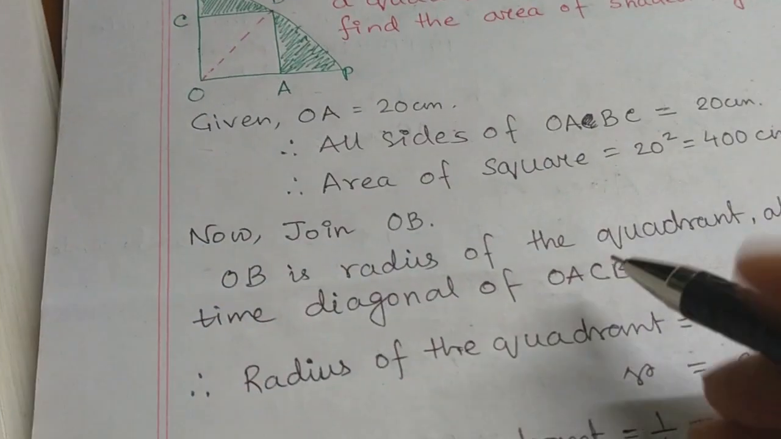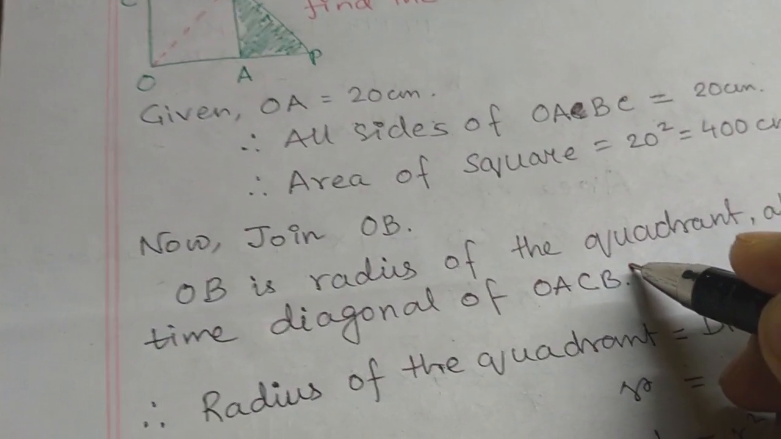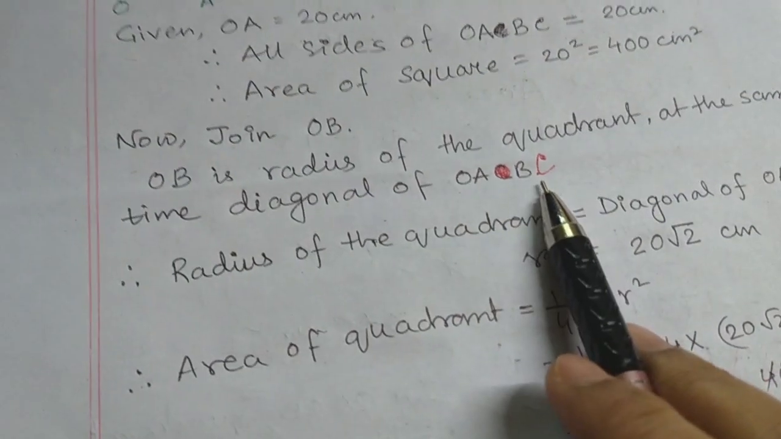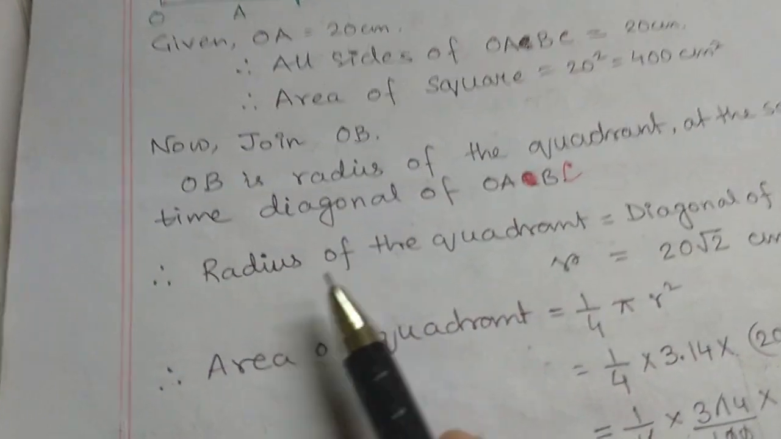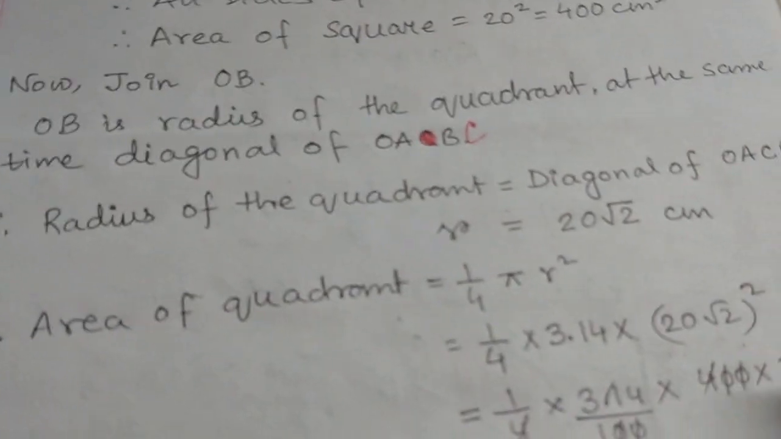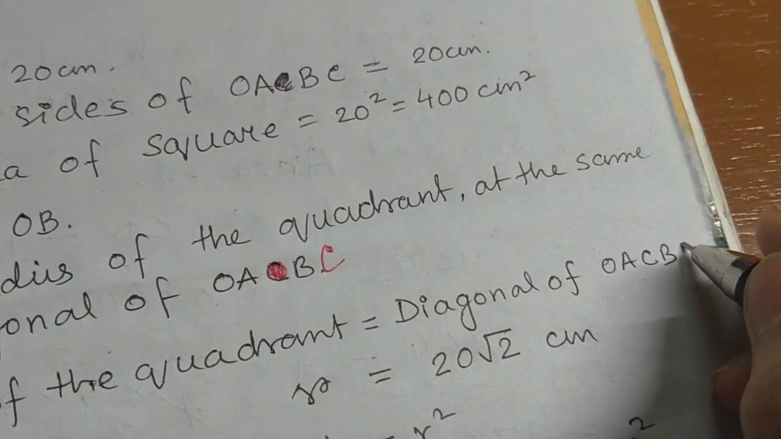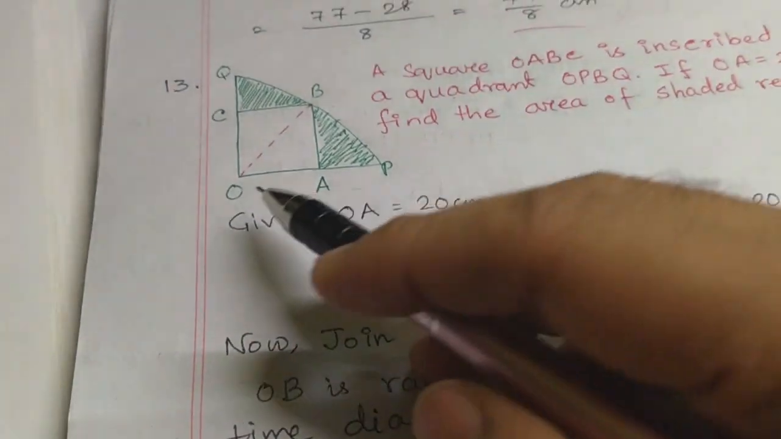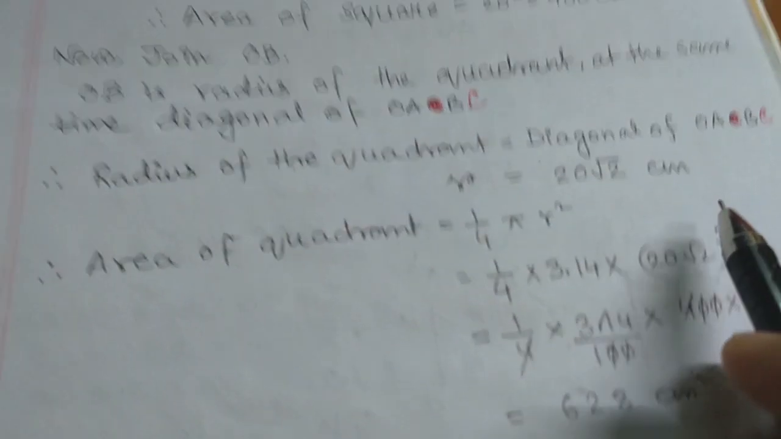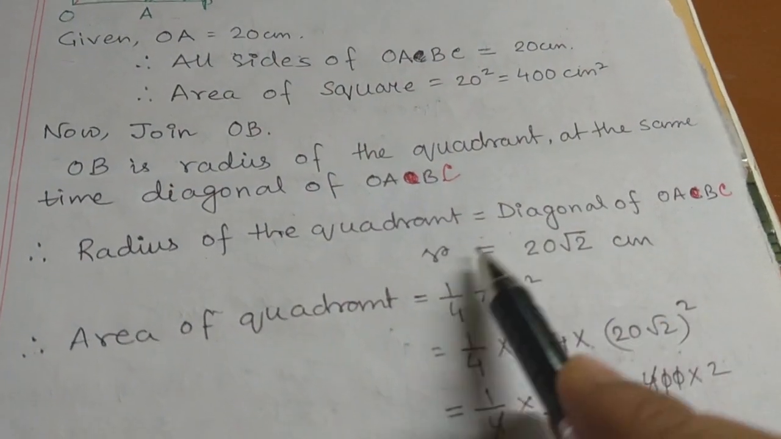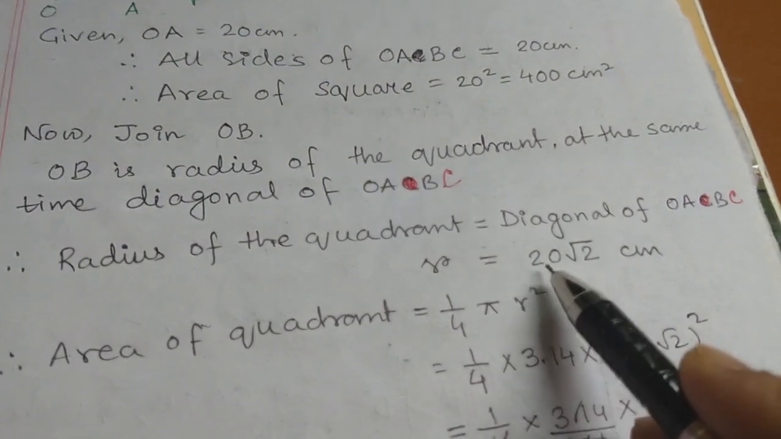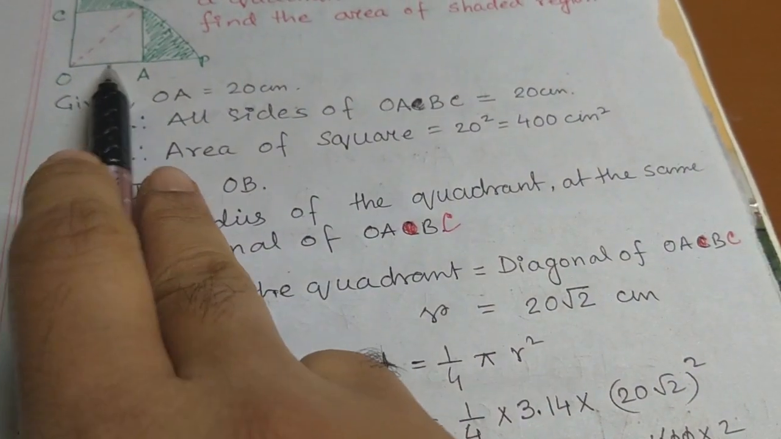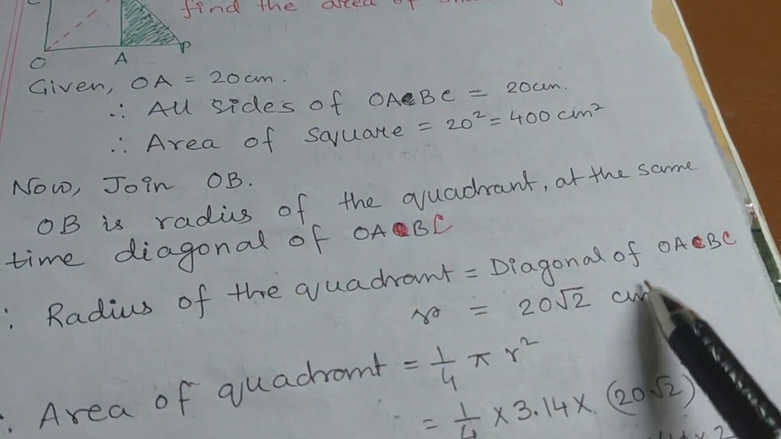So after joining OB, it is the radius of the quadrant, and at the same time the diagonal of the OABC square. Is it clear? Now radius of the quadrant equals the diagonal of OABC. What is the diagonal formula? Side root 2, that is root 2 into a. So a was 20, because 20 is the side of the square. So 20 root 2 will be the radius of the quadrant.